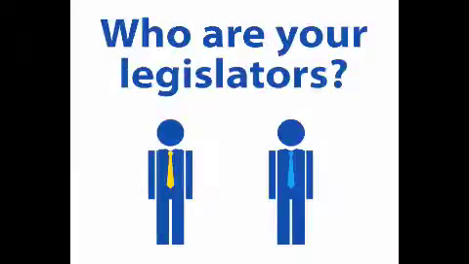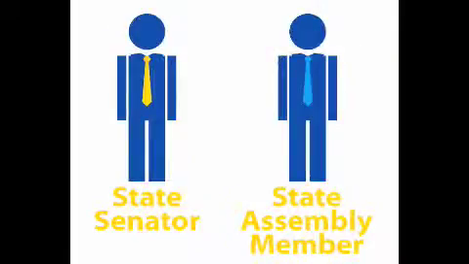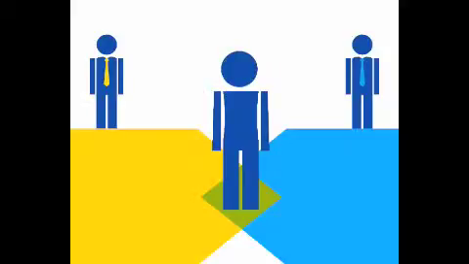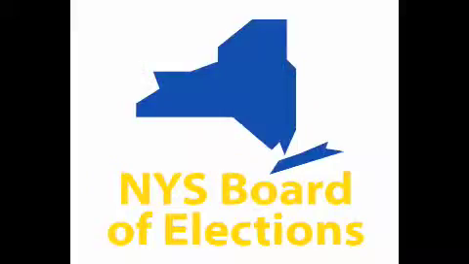Now, obviously, before you make your calls, you're going to have to find out who both your state senator and assembly member are. Every New Yorker is represented by one of 62 senators and one of 150 assembly members. Right now, we'll find out who yours are and, of course, find out what phone numbers they can be reached at. All of this information can easily and quickly be retrieved from the New York State Board of Elections website, which hosts a very user-friendly interactive voter map.